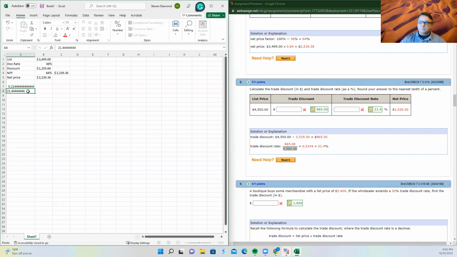That's to the nearest whole number, but to the nearest 1/10 of a percent, it's 21.4. And the reason it doesn't move up is because the next number over is less than 5, right? So this number remains the same.